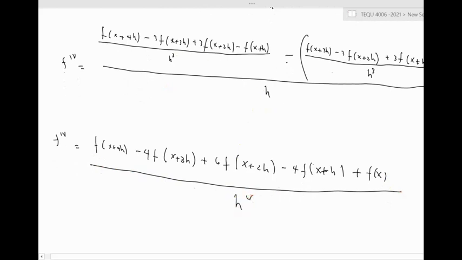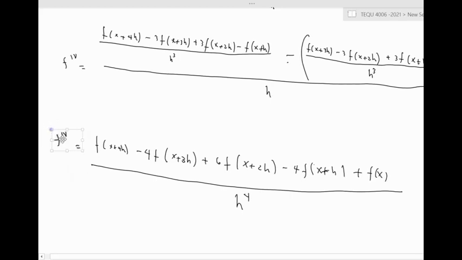And let's fix the whole thing so it looks better. H to the 4, and that one that is way up there, let's put it where it is. Here we go.